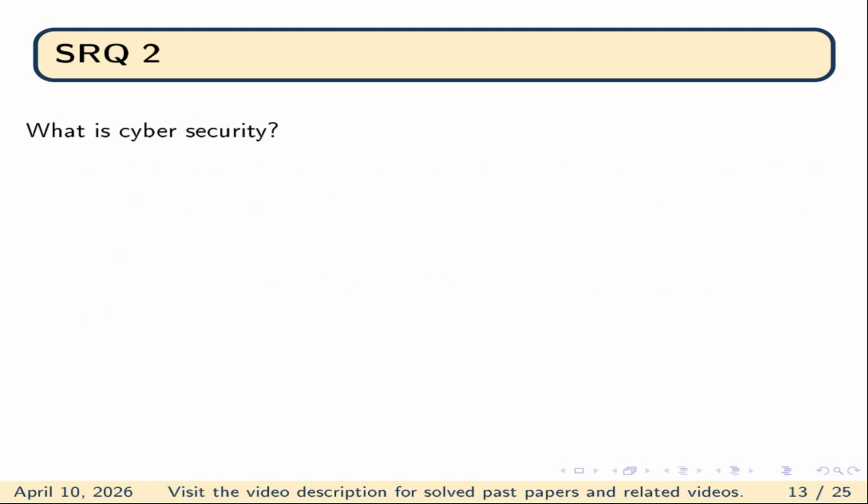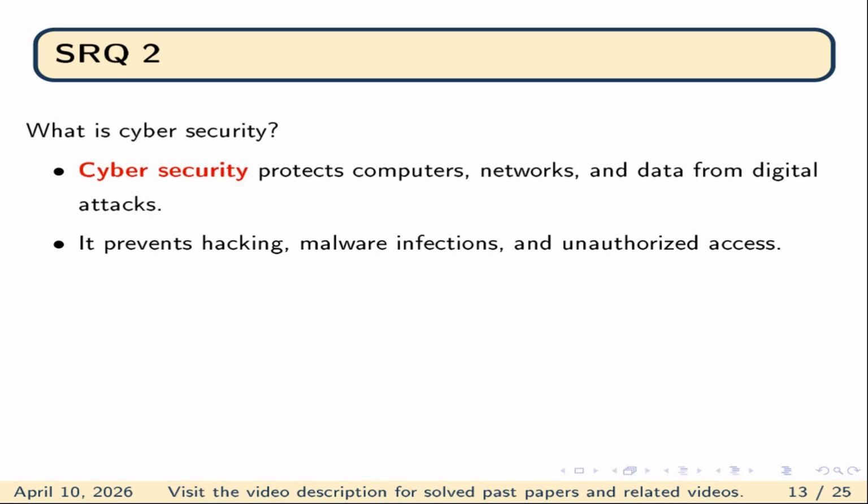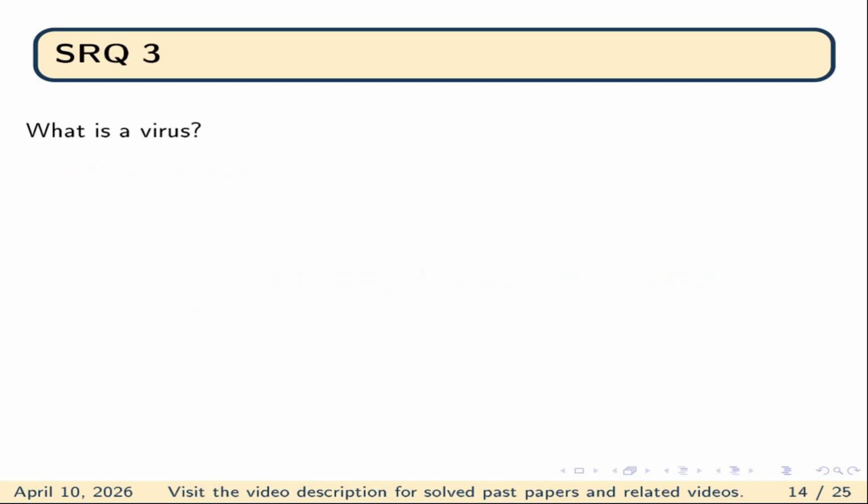What is cybersecurity? Cybersecurity protects computers, networks, and data from digital attacks. It prevents hacking, malware infections, and unauthorized access. It ensures the confidentiality, integrity, and availability of information.